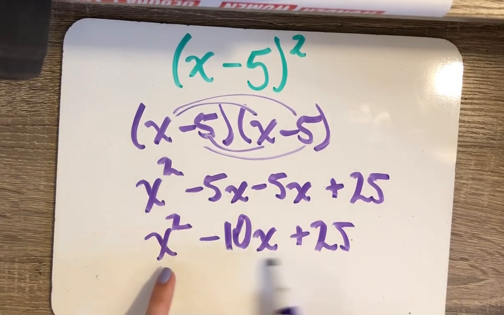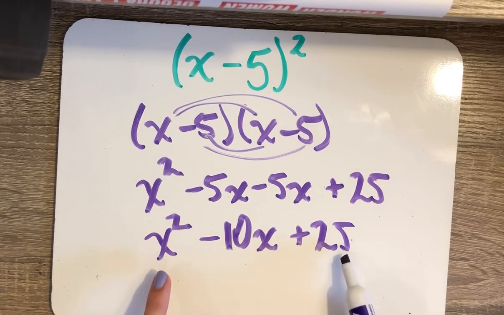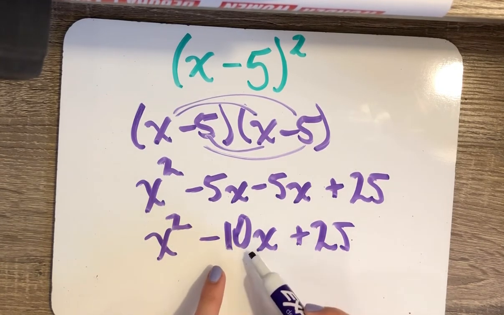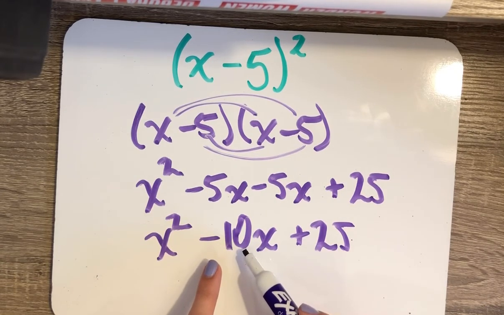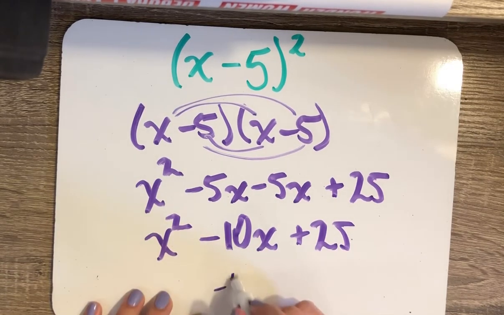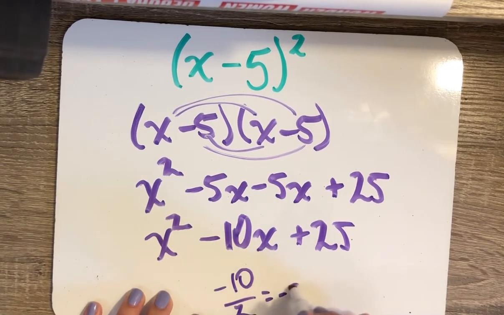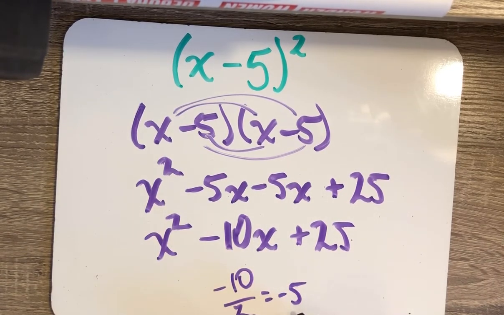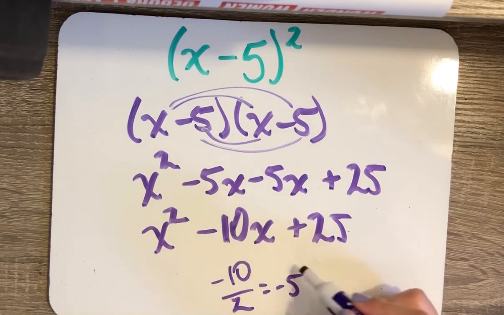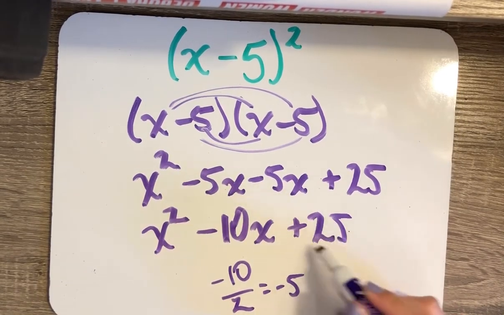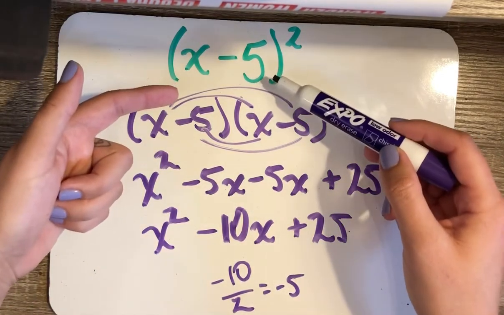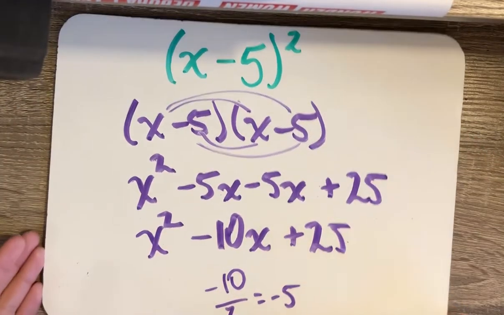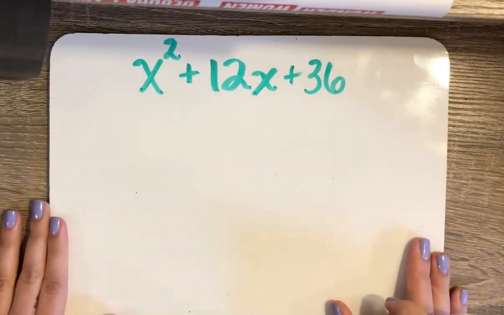So if you ever have a trinomial like this, where the middle term, or the x to the first coefficient, if I cut that in half, if I do negative 10 divided by 2, that gives me negative 5. And if I square negative 5, that gives me 25. So there's a pattern here of what happens when I'm taking a binomial and squaring that entire binomial. So we can apply that when I'm trying to factor something like that.